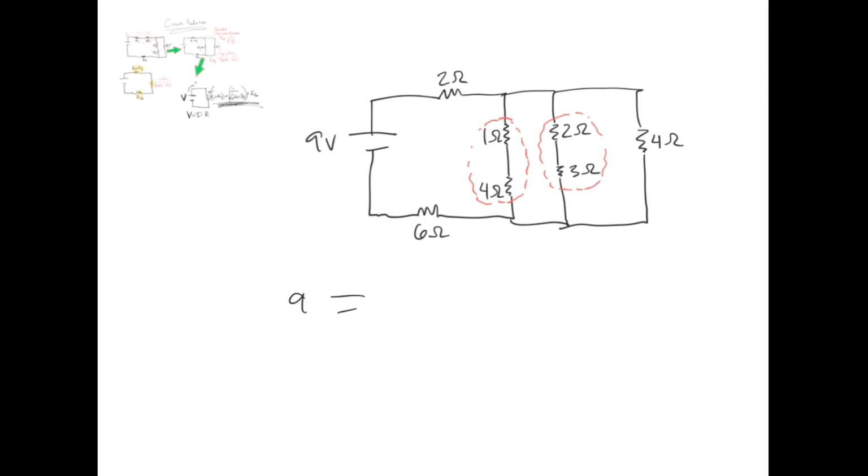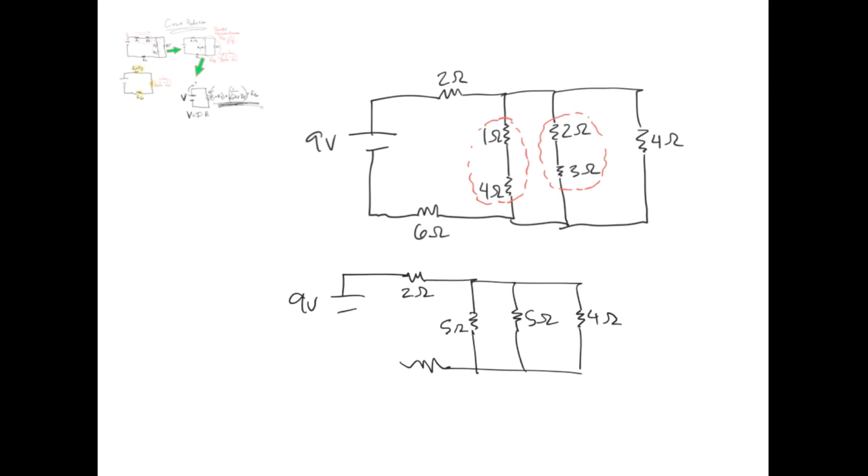So, okay, that's like a 9 volt that goes to a 2 ohm, that goes to a 5 ohm, that goes to another 5 ohm, then they all come back to a 6 ohm, and we have that shortcut. Now, I can't really reduce any more series, so I'm going to move on and try to do parallel. And it does look like I have now 3 parallel resistors to each other.